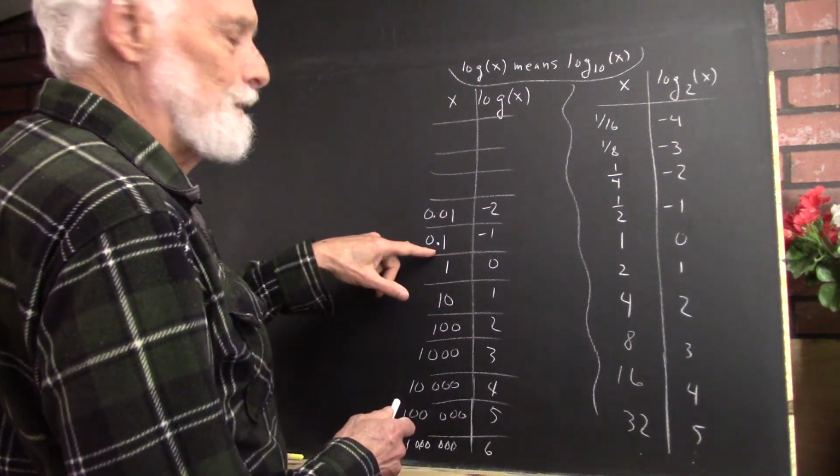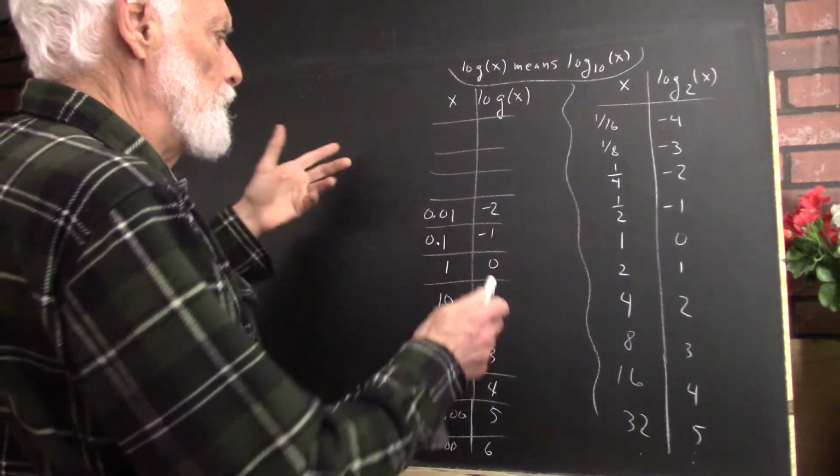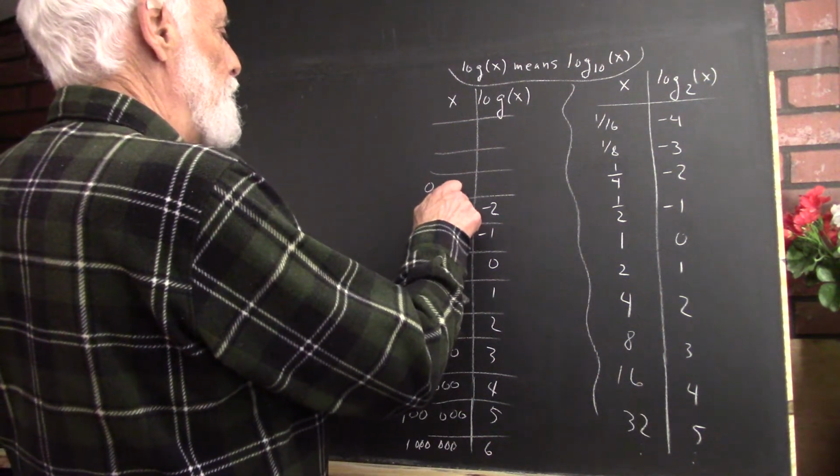What we're doing is we have a 0.1 and a 0.01. We're basically adding a 0, and it's easy to see why.